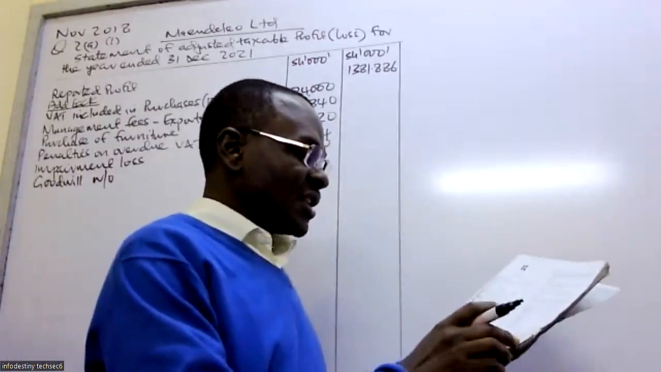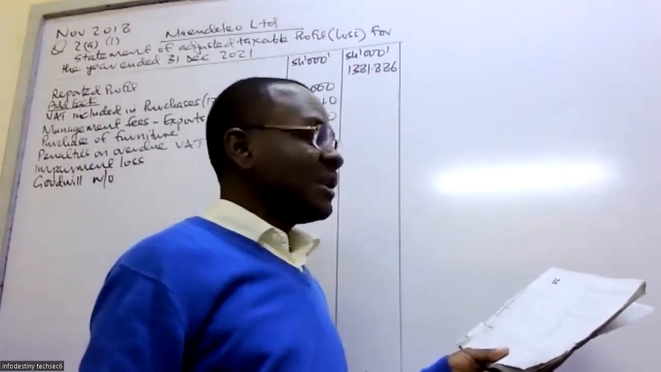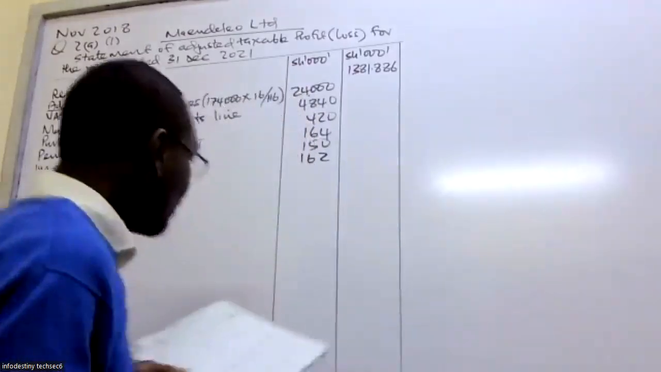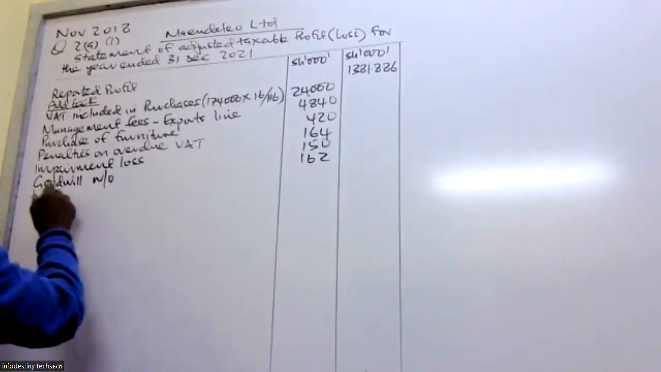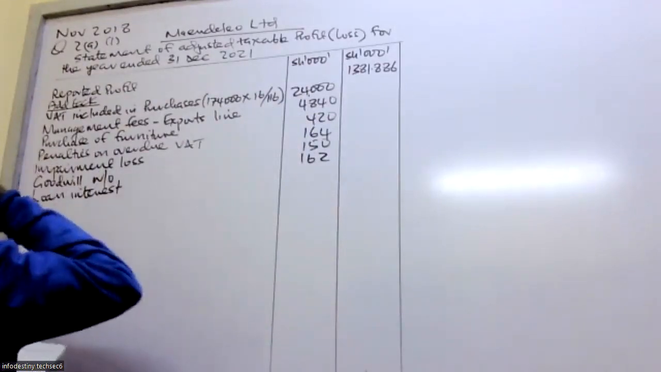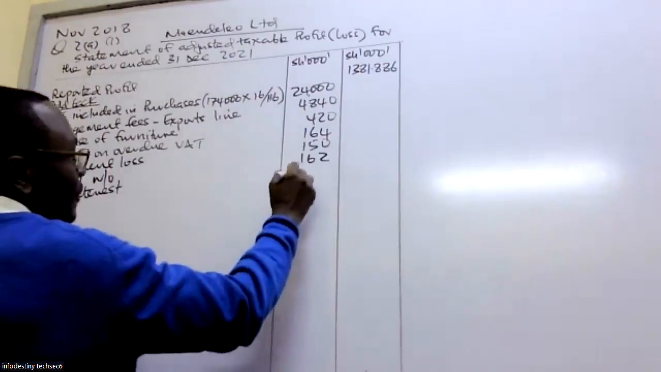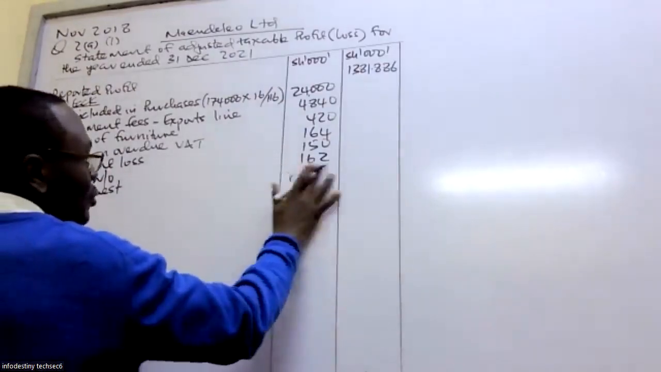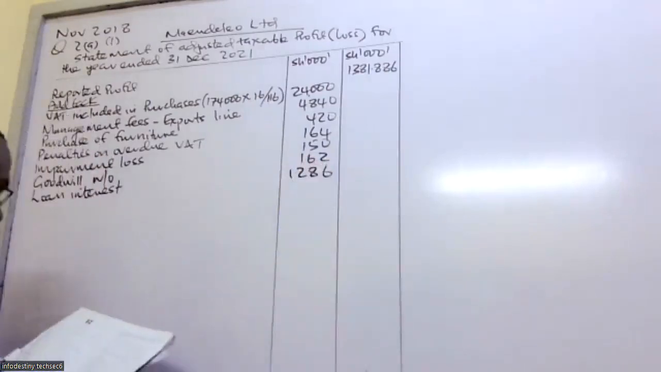Loan interest is in note 3. Loan interest related to a loan advanced by Export Limited. Again, it's not an independent cost. So we add back loan interest. It relates to export line. So loan interest is not independent. The expense is not at arm's length, so we add back loan interest of 1286. 1286 is added back.